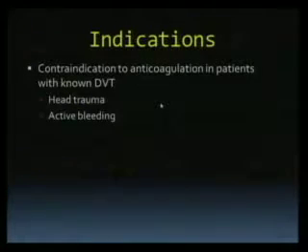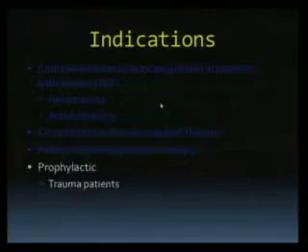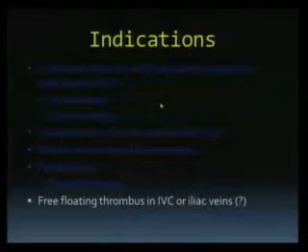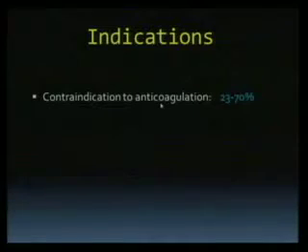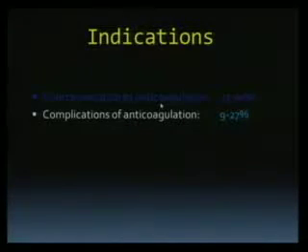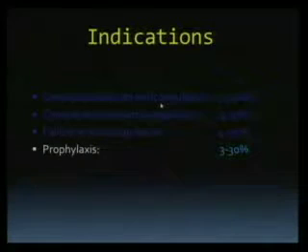Indications. The contraindication for anticoagulation, most commonly trauma, active bleeding, complications of anticoagulation, failure of anticoagulation, prophylaxis, especially among trauma patients, and free-floating thrombi in the IVC or in the iliac vein. And the indications, most commonly contraindication to anticoagulation, would constitute the lion's share, about 23 to 70%. Then second is the complications of anticoagulation, about 27%. Failure of anticoagulation ranges from 4 to 50%. Prophylaxis could be as high as 30%.